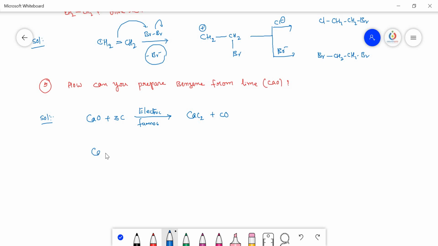The formed calcium carbide CaC2, on reaction with water, produces C2H2 acetylene plus calcium hydroxide. So that is the reason why calcium carbide is called an acetylide. And the formed acetylene C2H2 on trimerization, meaning when you allow this acetylene gas to pass through a red hot iron tube at approximately 600 degrees centigrade, we get benzene. So this is the procedure to follow to get benzene.